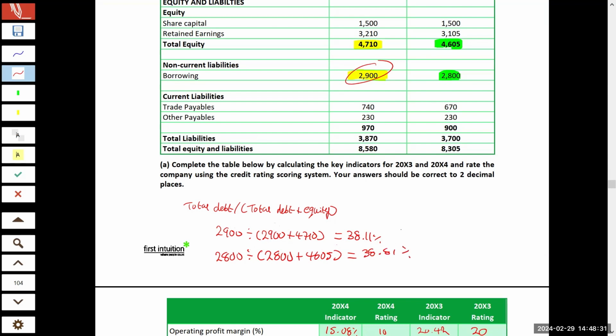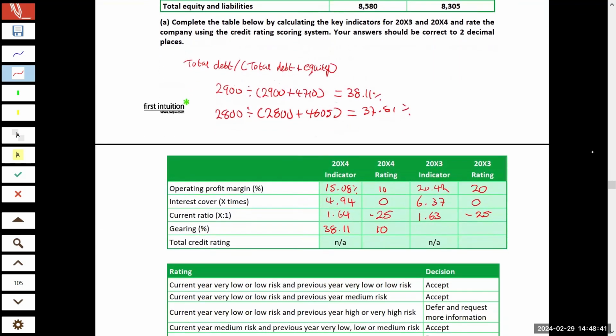38.81%. Was that 37? Sorry, but I think it looks like 37, my mistake. That was the trick with calculators, isn't it? Okay, terrific. Let's put that in.